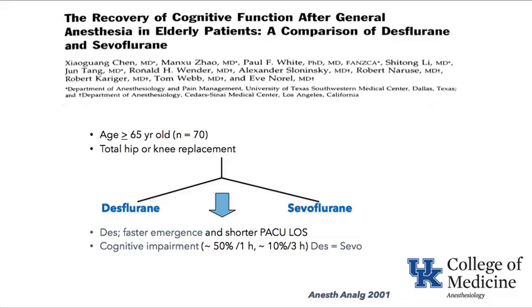There have been a couple studies, although older, comparing some of our inhaled volatile anesthetics, where elderly patients greater than 65 undergoing hip or knee replacement were compared, desflurane versus sevoflurane. It's a little faster emergence and shorter PACU length of stay for desflurane, but cognitive impairment was pretty much similar between the two, and there's not a real strong benefit to choosing one over the other.